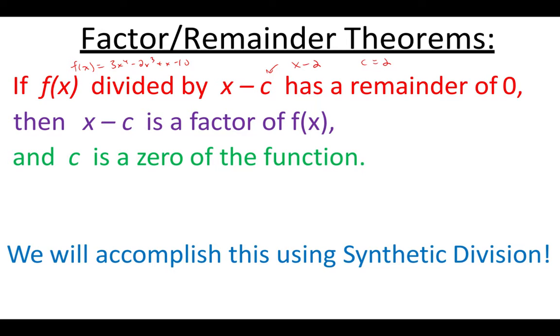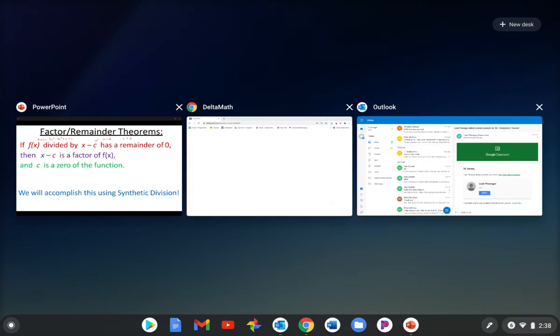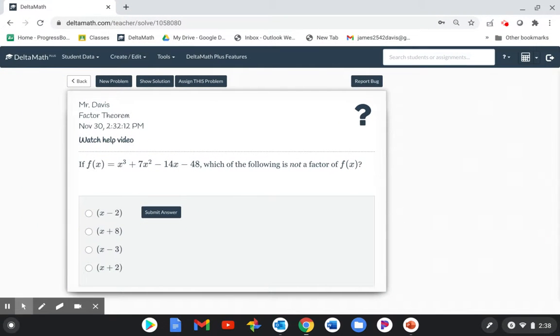If you're still a little fuzzy on what the theorem actually means, no worries. You'll get the hang of it. All right, so you're going to have a series of multiple choice questions with this. Try your best to use synthetic division. Don't try to find a workaround, but do the synthetic division on all of these.